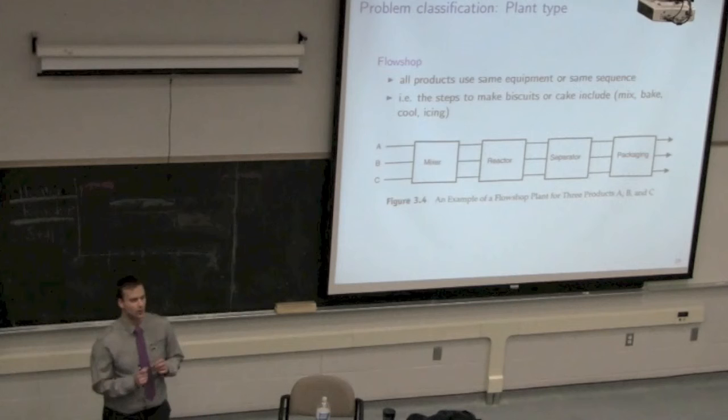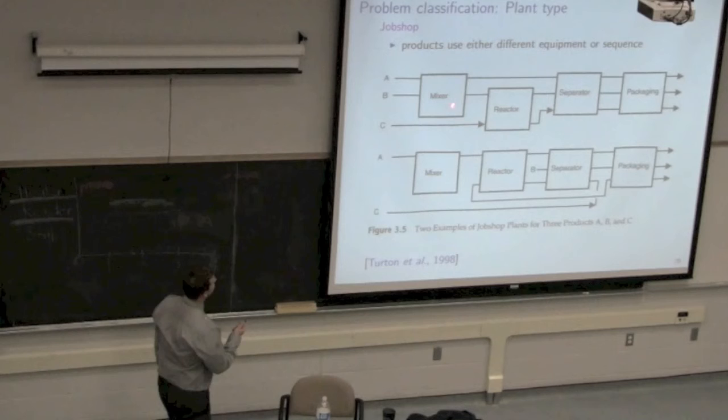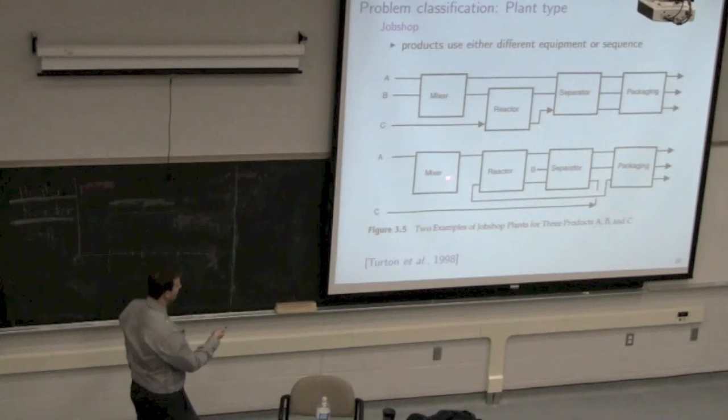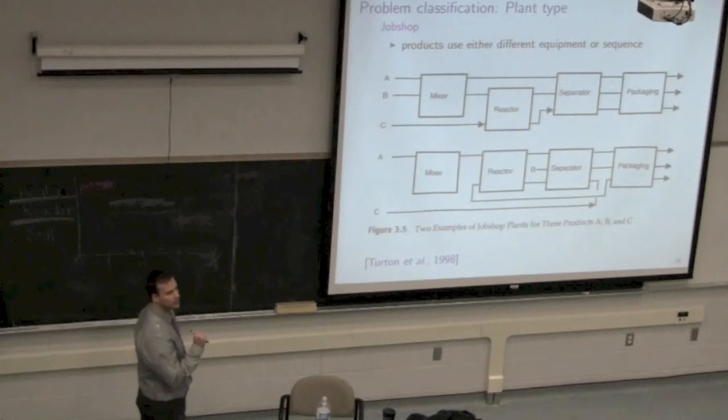A job shop has either different equipment or different steps. So for example, you'll see that A and B go through the exact same steps, but that C does not. Or for example, over here, you'll see that A goes through all this equipment, but B only goes through the separator and the packaging. C only goes through here. It doesn't go through the same steps. That's what makes this the job shop. Job shop, they don't go through all the same steps or the same equipment. Flow shop, they do.